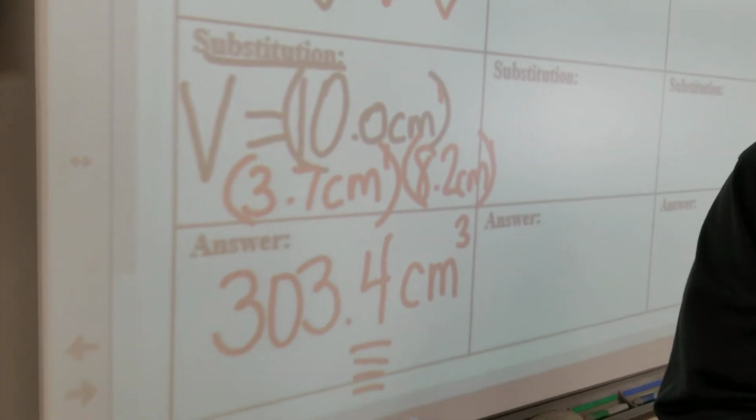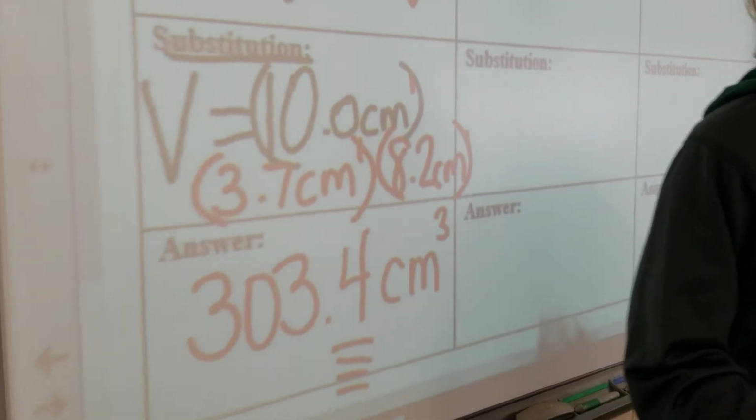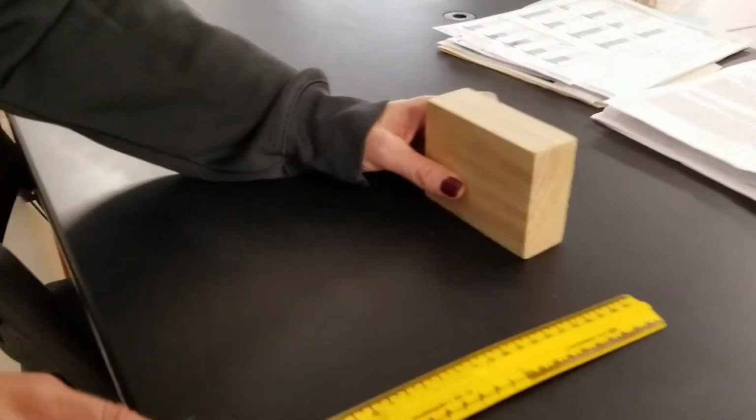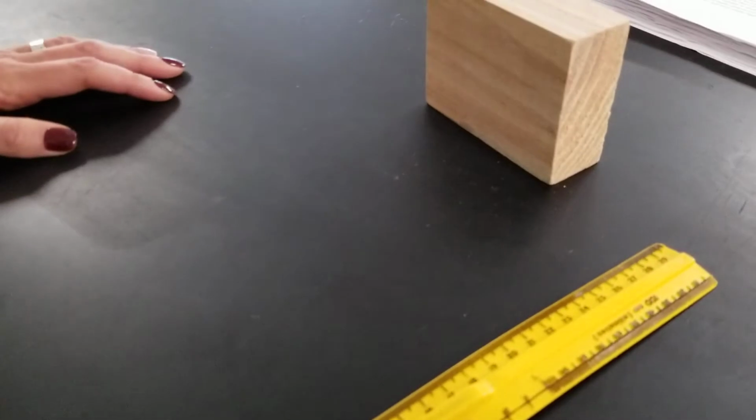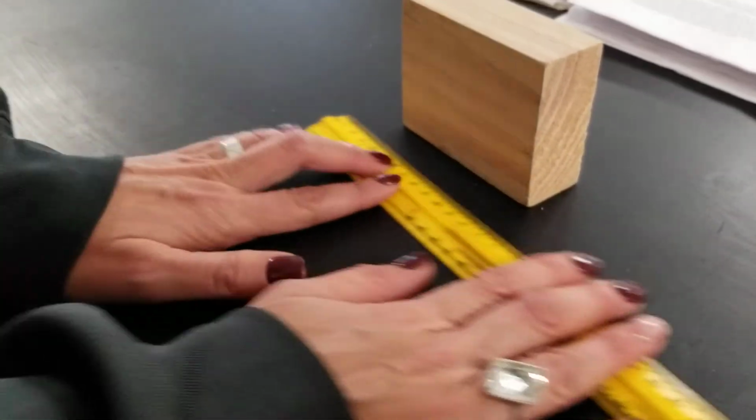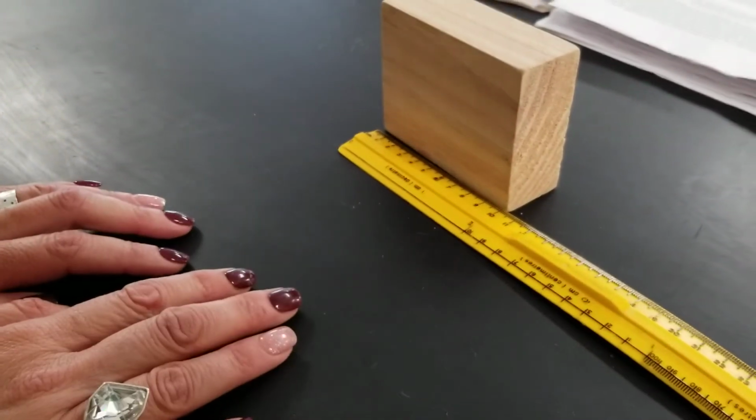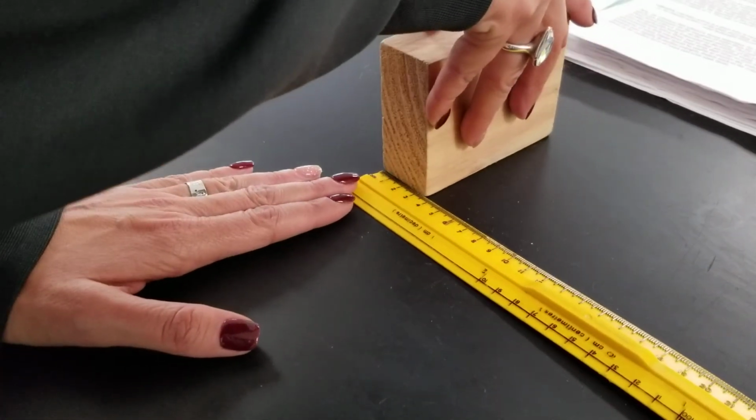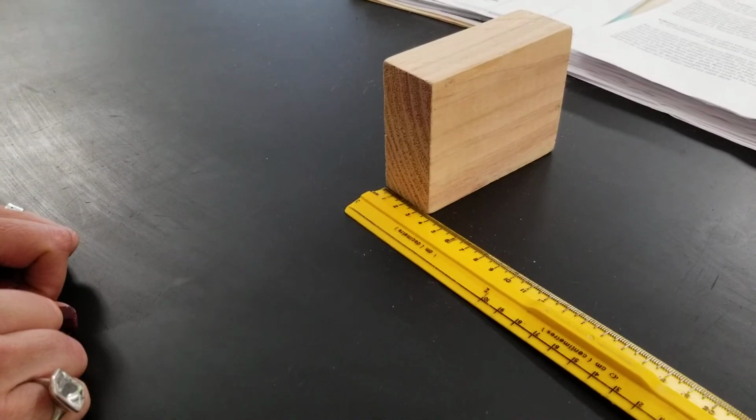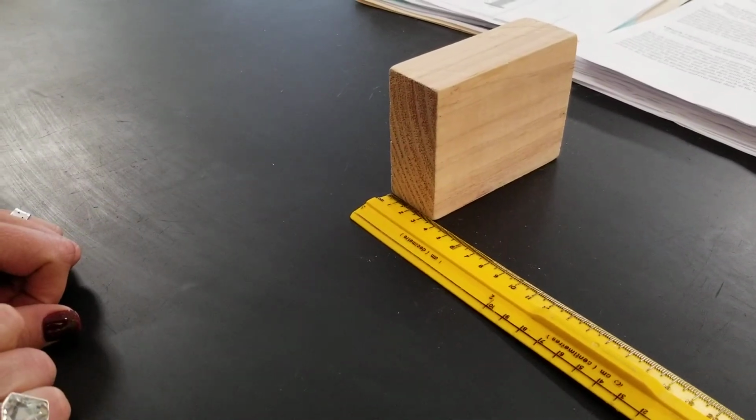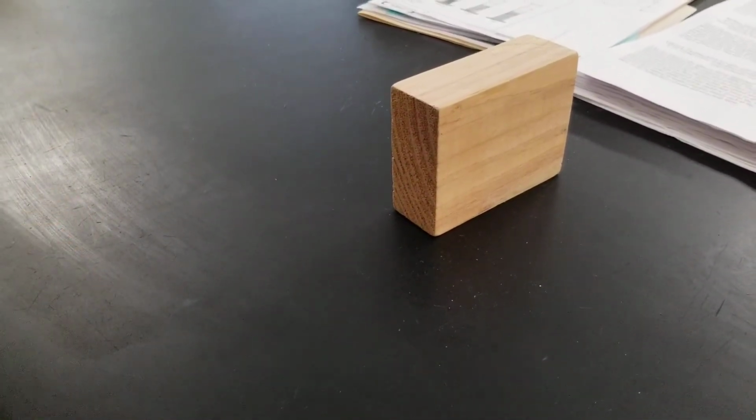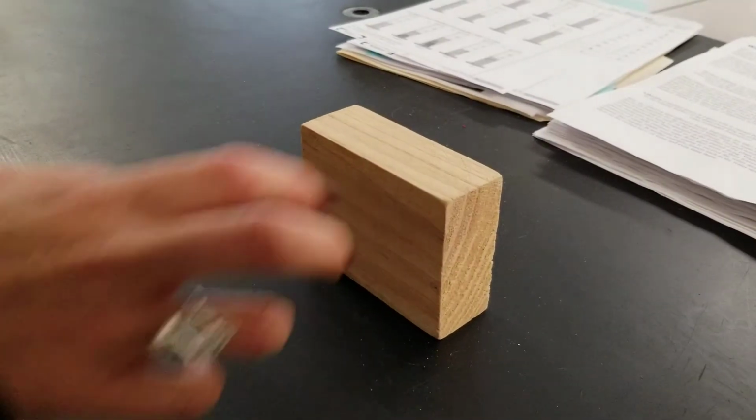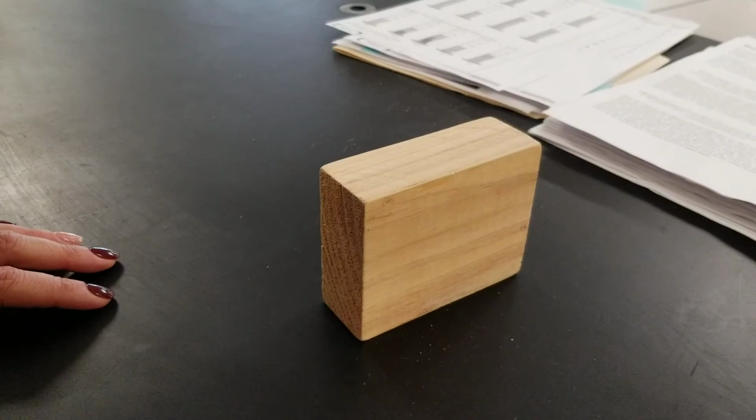Just to reiterate, I just want to go over how to measure each side. So to find the length, place your block in front of you, facing you. This will give you the length. To find your width, move your block 90 degrees, facing you this side. That's your width. To find the height, you just move your ruler up. Length times width times height.